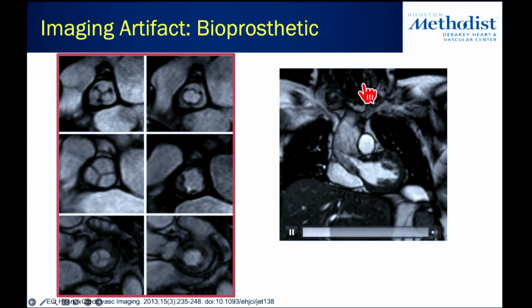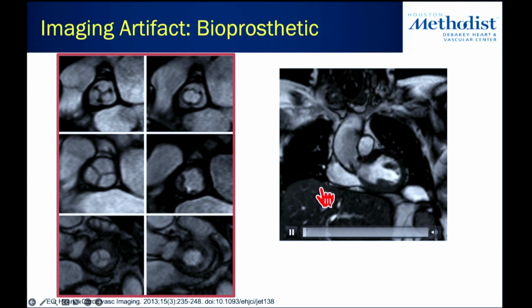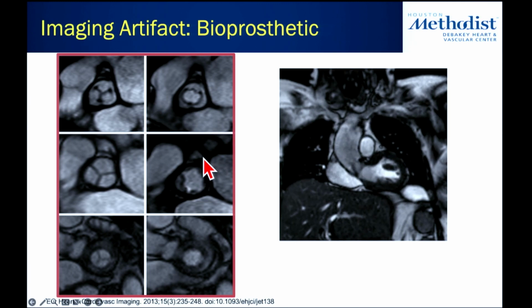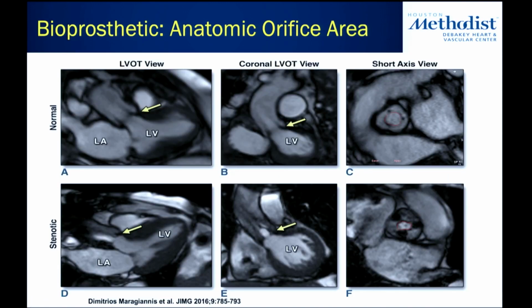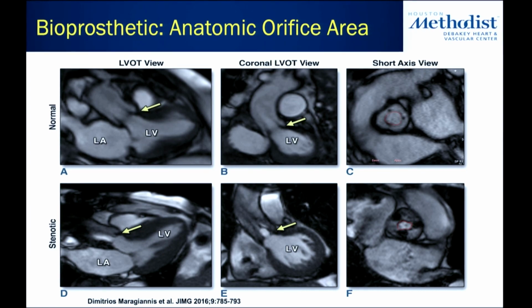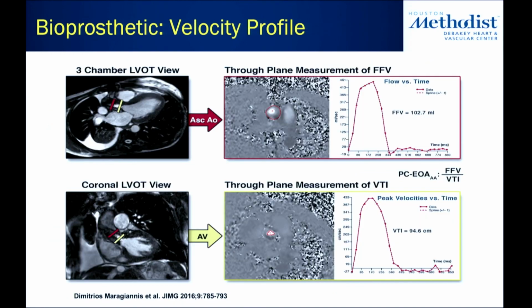Bioprosthetic valves, on the other hand, the amount of artifact you get tends to be much more manageable. Oftentimes there may be some stent struts, so you may have a little bit of artifact from that, but in fact you can still generally get a reasonable visualization of the leaflet tips. And as a result, you can use this information to try to assess for severity of stenosis by looking at the anatomic orifice area, like we do in native valves, or also by looking at the transvalvular velocity, using our phase contrast CMR.